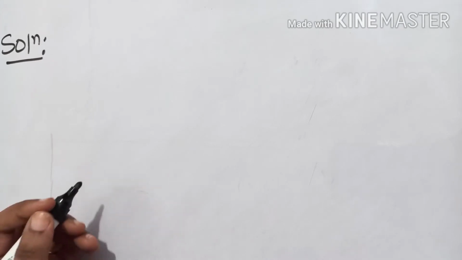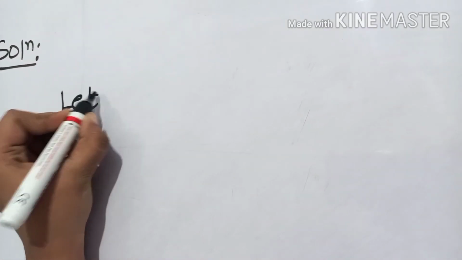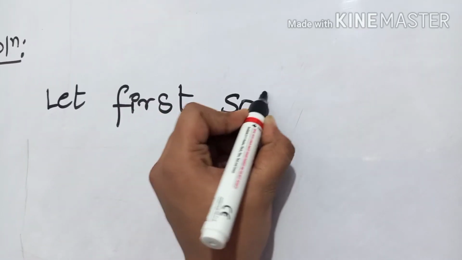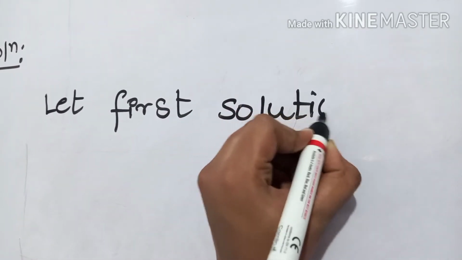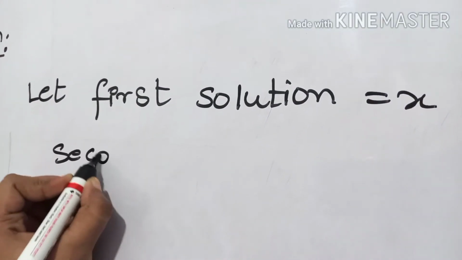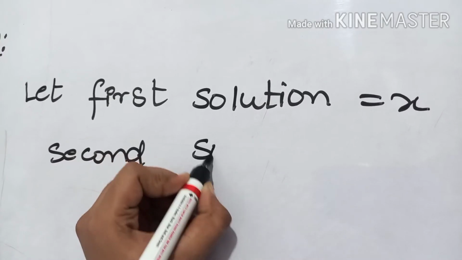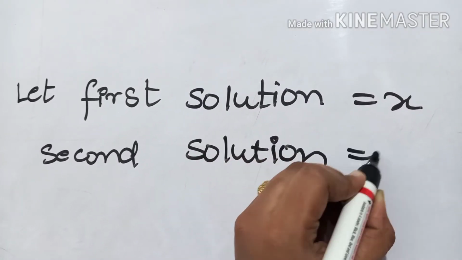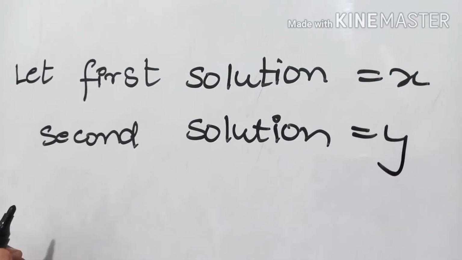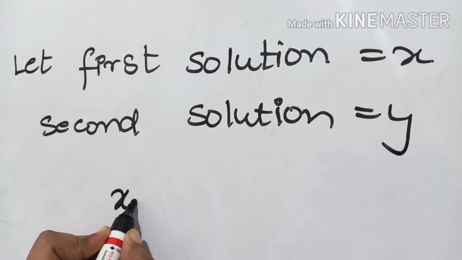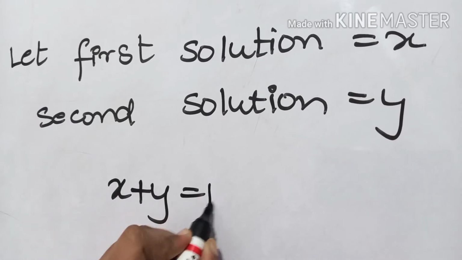According to the question, let the first solution be represented as x, and the second solution be represented as y. The total amount of solution is given as 100. So we have to add x plus y, that gives us 100.